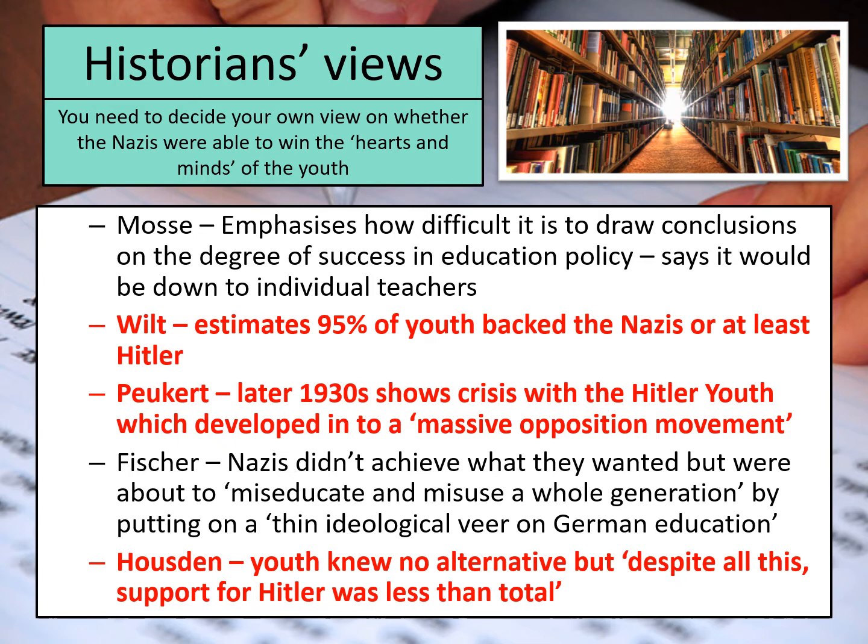The best ones I think are Wilt, about estimating 95% of the youth. You could also think about Peukert, who talks about a criticism of that, and basically the idea that they were facing a massive opposition movement by the late 1930s. Or you could even think about Hausen's view, who talks about the fact that the youth knew no alternative to Nazis, but despite all of this, their support for Hitler was less than total.